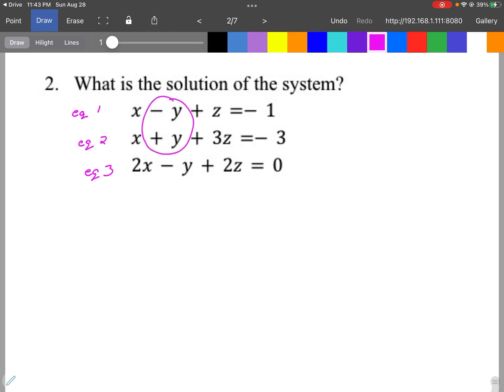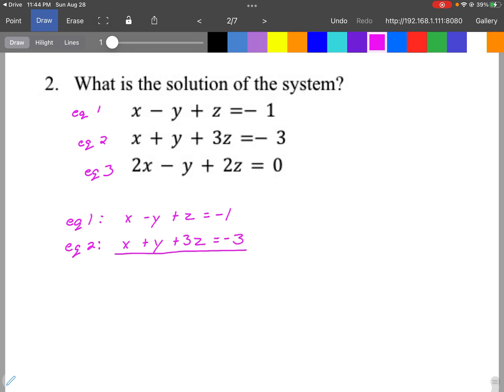So the first thing I want to do is cancel those two. So I'm going to take equation 1 and equation 2 just the way they are, and I'm going to rewrite them. So equation 1 is x minus y plus z equals negative 1. Equation 2 is x plus y plus 3z equals negative 3. And then I'm going to combine these together, and when I do, my y's should cancel.